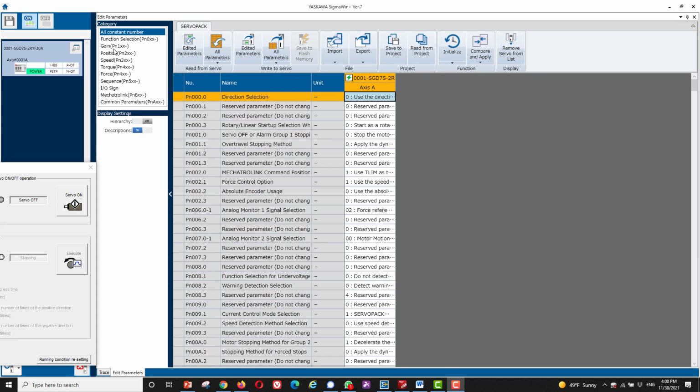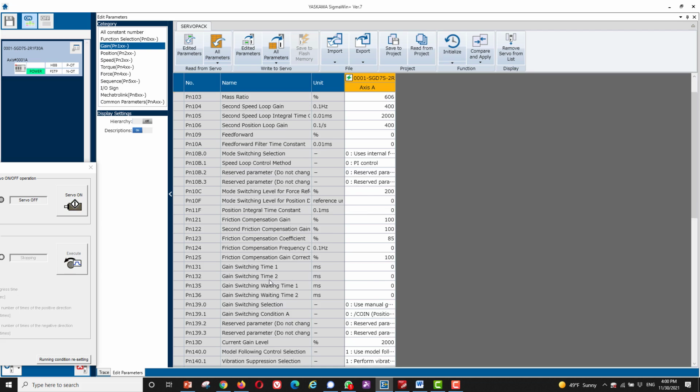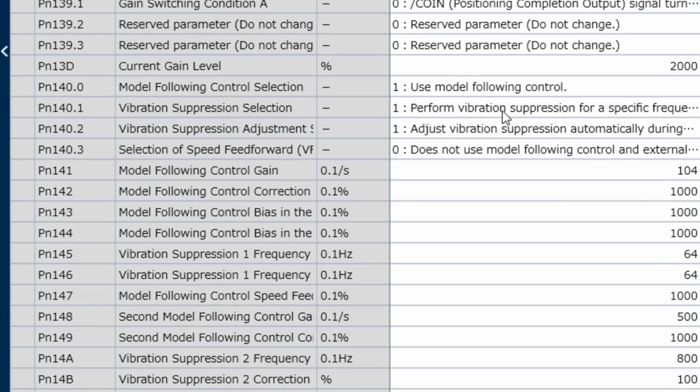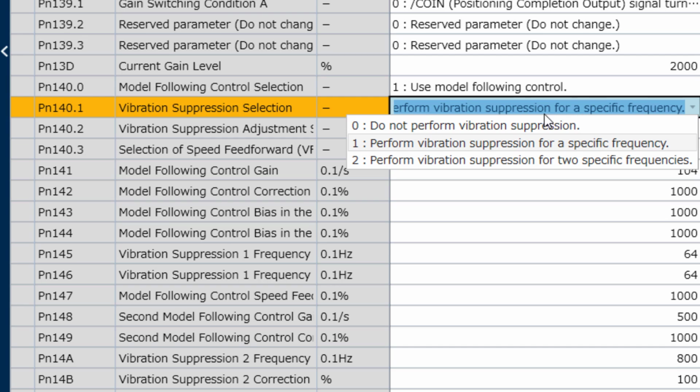So now all we need to do is take that information back to the edit parameters and go to the Pn140s here. Pn140.1 is set for perform vibration suppression for a specific frequency, but I'm going to need two specific frequencies.